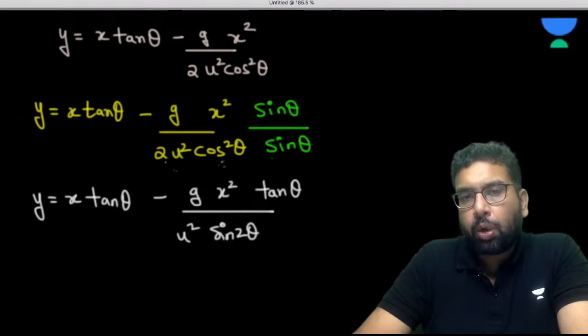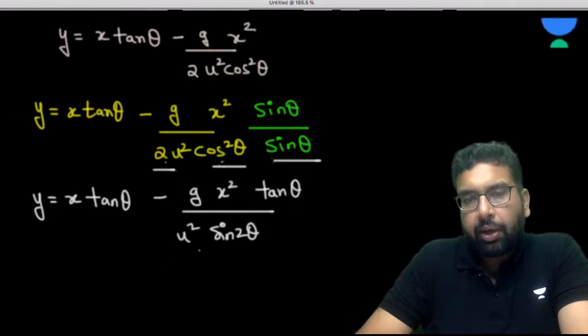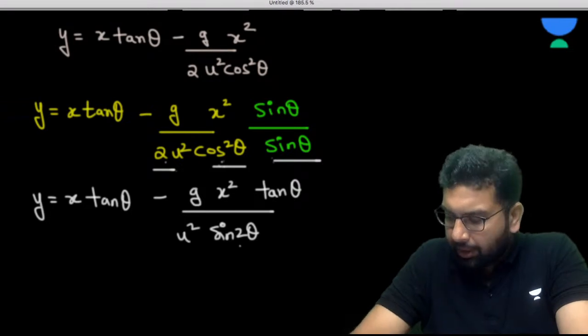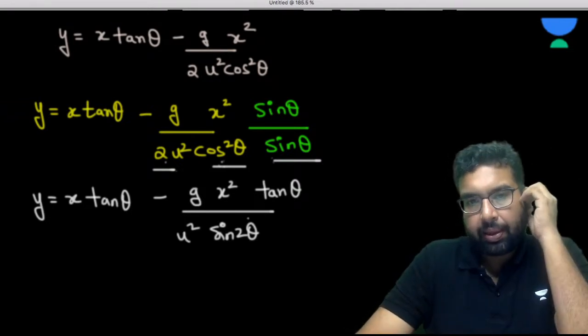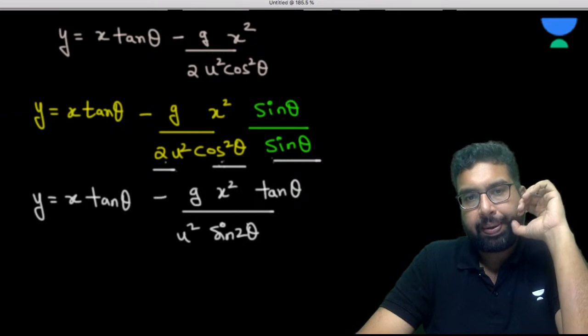I'll keep 2 cos theta and sine theta. 2 cos theta sine theta will become sine 2 theta. And sine theta by cos theta will become tan theta. Did you get this or not? Please answer me.